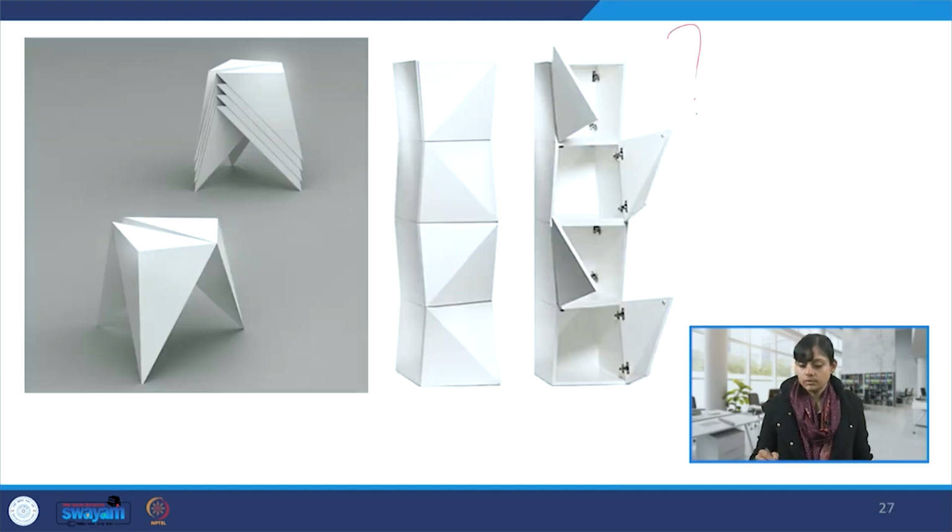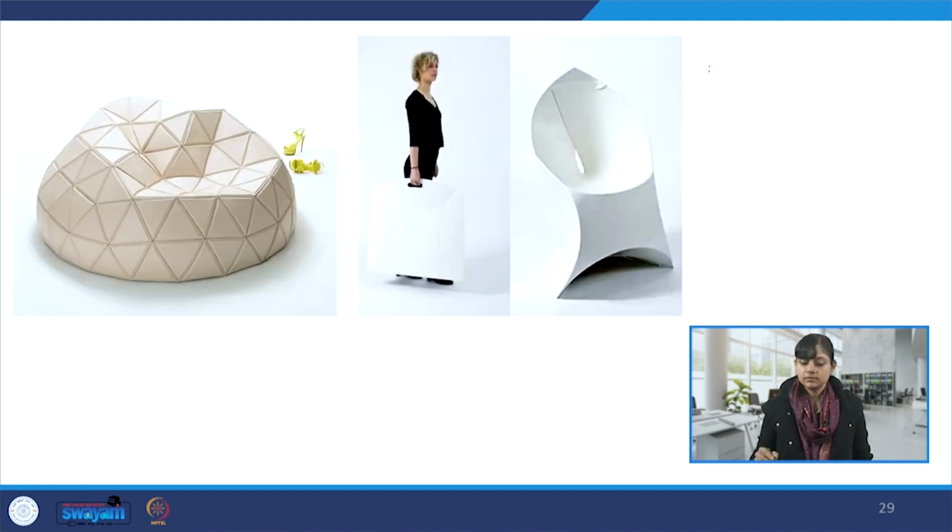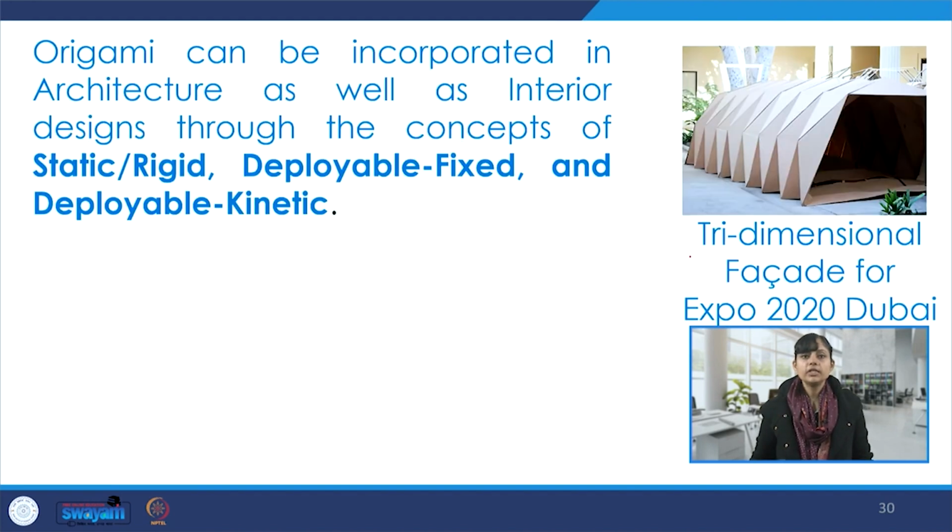We saw more examples focusing on furniture which is based on origami or inspired by origami. Some examples like this, more images. We tried to understand how origami can be incorporated in interior architecture, and then we tried to understand the concepts of static rigid, deployable fixed, deployable kinetic, and how we achieve certain structures, focusing on these concepts and utilizing the origami techniques and principles.